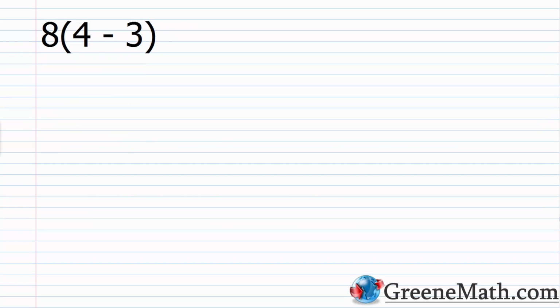Okay, now let's look at one that involves subtraction, because this does also work with subtraction. So we have 8 times the quantity 4 minus 3. So working inside of parentheses first, I'd get 1. 4 minus 3 is 1. So we'd have 8 times 1, and that just equals 8.